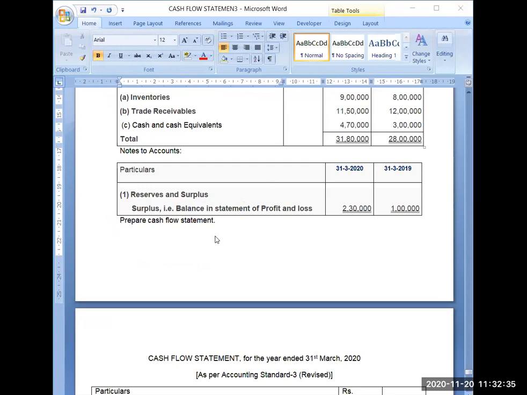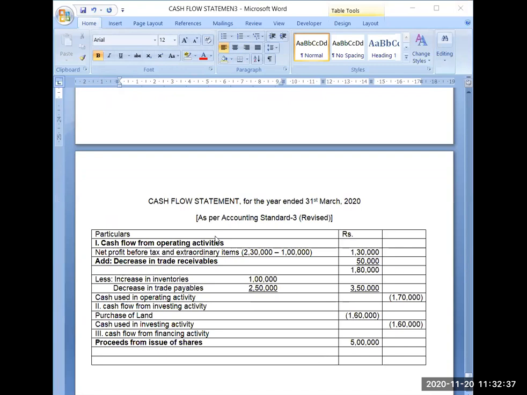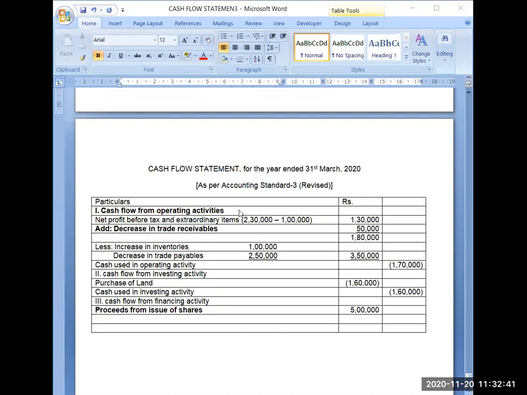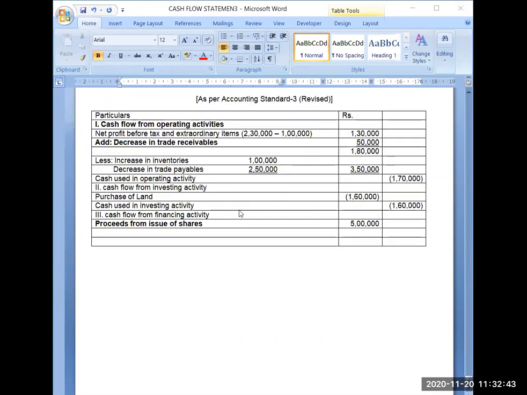So this is the way to check your question, whether you have left out any other information or not. If any additional information is given, that also needs to be incorporated in working notes or in the cash flow statement as and when required.